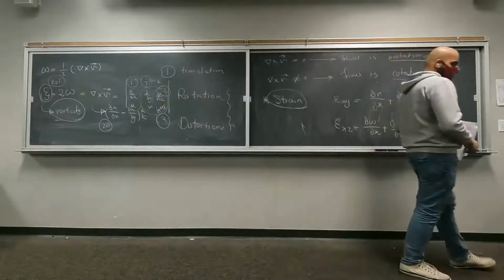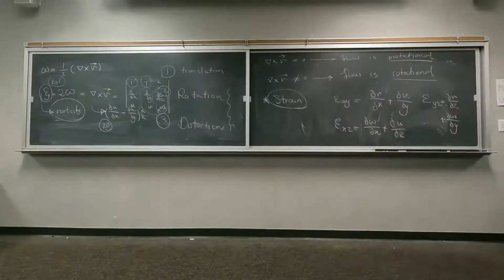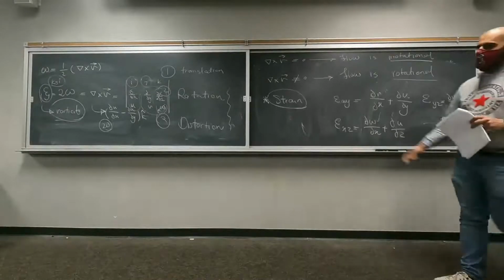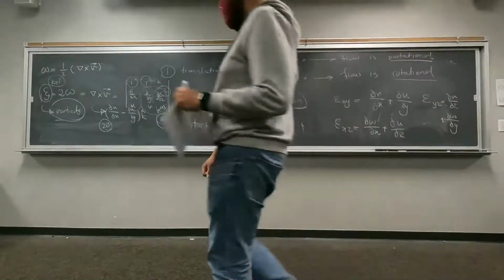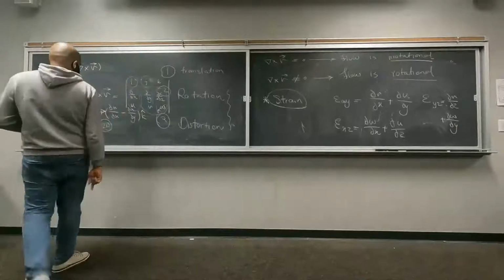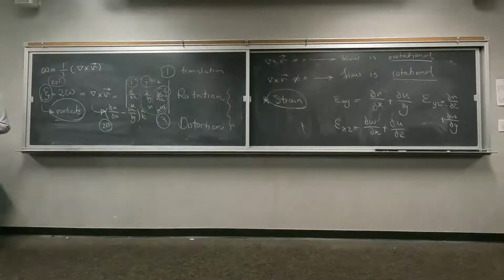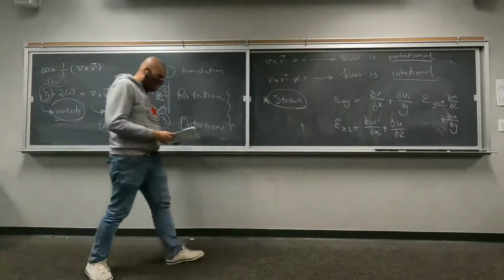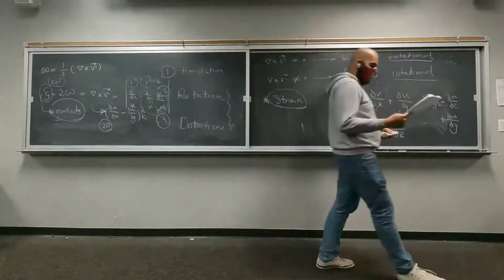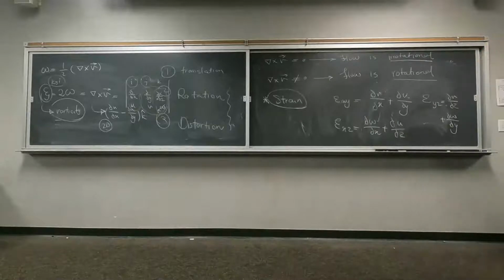Okay, so if the flow is irrotational, then that equation has to be equal to 0, and partial v partial x has to be equal to partial u partial y. Okay? Any questions so far?